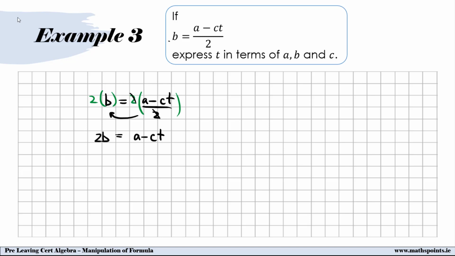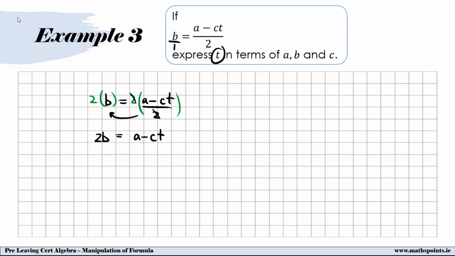We could have put the b over 1 and found a common denominator of 2 and then dropped the denominator when we went to the next line, or we could have cross multiplied as we've seen in previous videos as well. So in this example, the handiest thing to do was just to multiply both sides by 2, and then on the next line we can see that the left hand side becomes 2b, and then the 2 cancels on the right hand side to give us a minus ct.